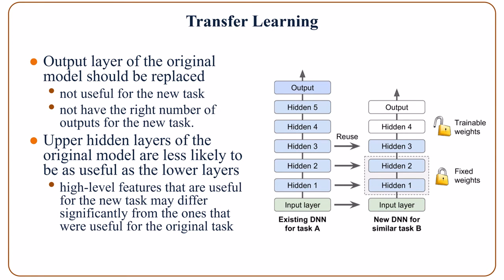Typically, you should replace the output layer of the original model. This is because the output layer is not useful for the new task. Also, it doesn't have the right number of outputs for the new task. Considering hidden layers, the lower layers in the structure are more useful than the upper hidden layers. This is because the lower layers learn low-level features, while upper layers learn high-level features. And the high-level features that are useful for the new task may differ significantly from the features that were useful for the original task.